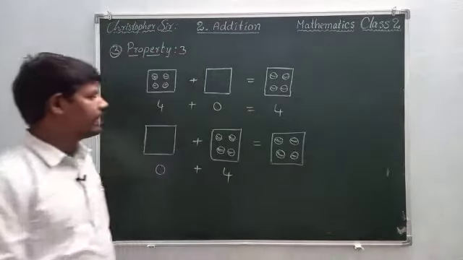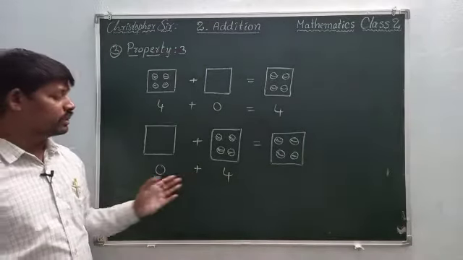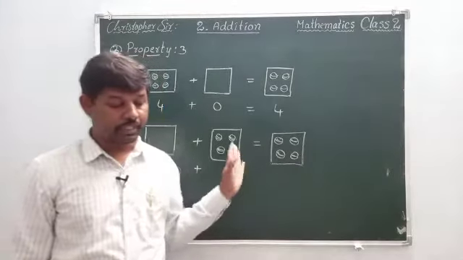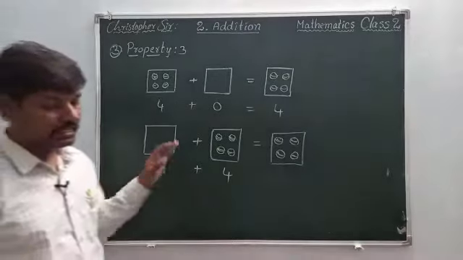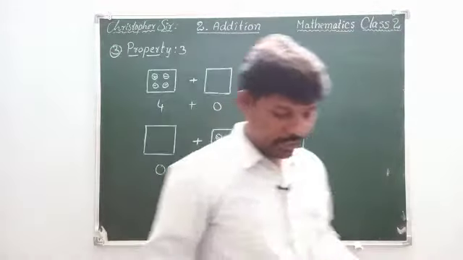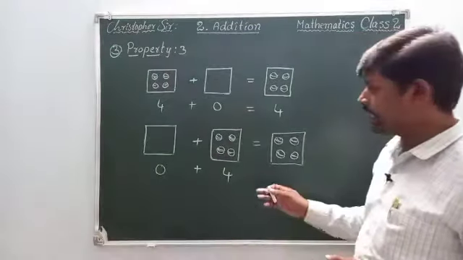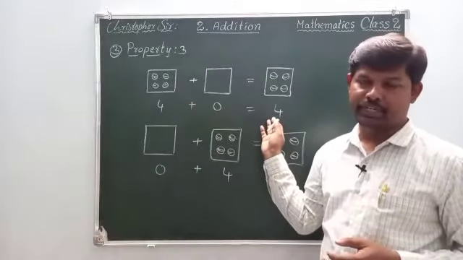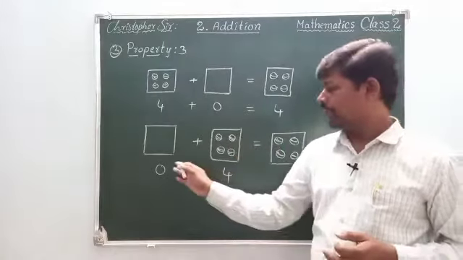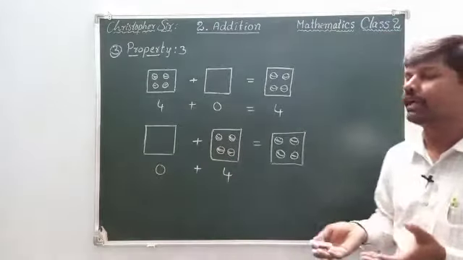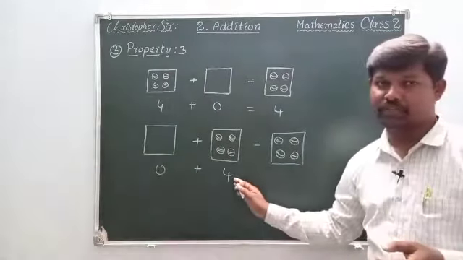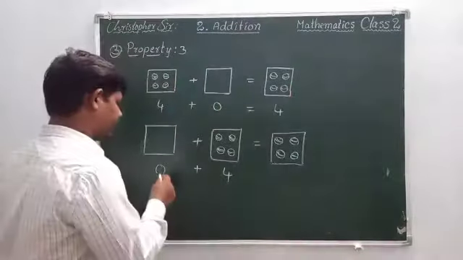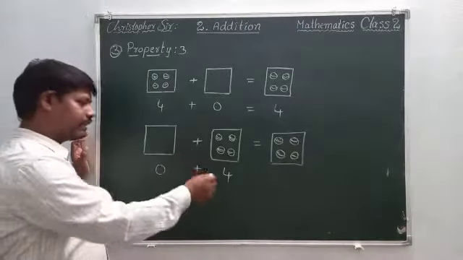That means when you add 4 to the 0, you get 4 only. So from this, what do you understand? When we add a number to 0, you will get the number itself. Or when you add 0 to a number, you get the number itself. That means any number, if you add to a 0, you will get the same number.